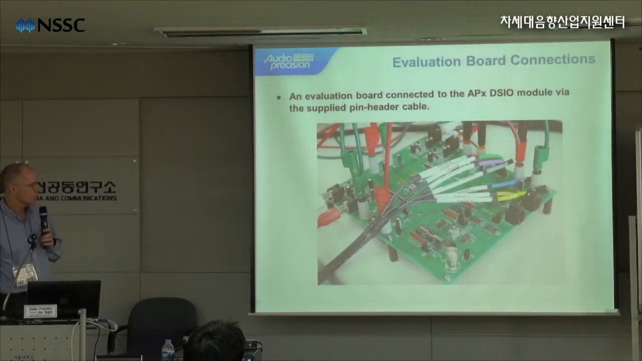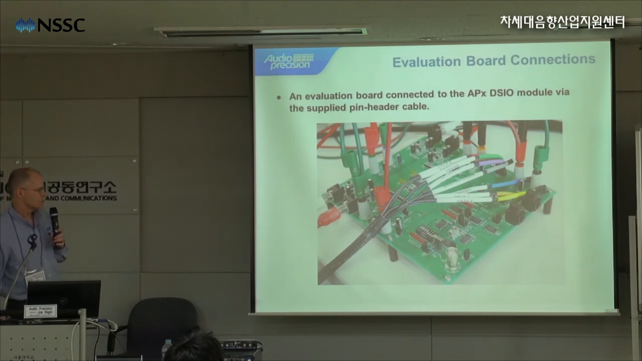This shows a typical evaluation board connected to the APX DSIO module. There's a cable that we supply with these two-pin headers on it. There are 4 data lines, and then lines for the channel clock, the master clock, the bit clock, and the frame clock.